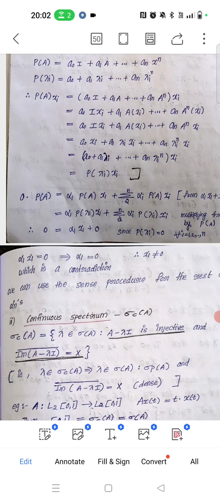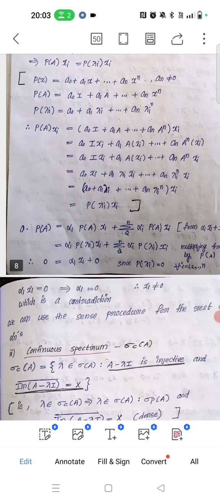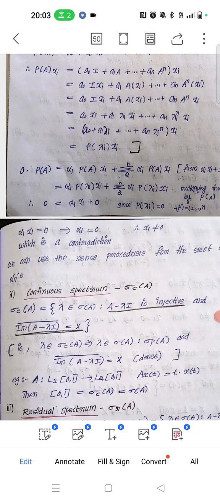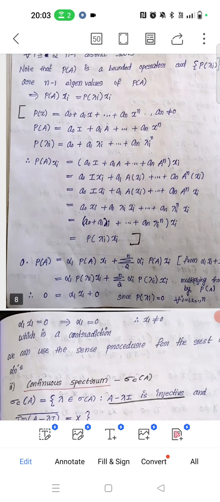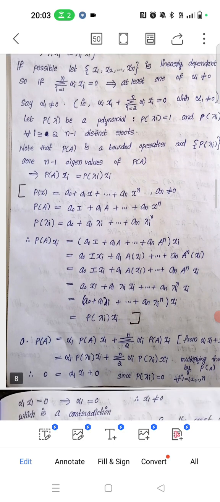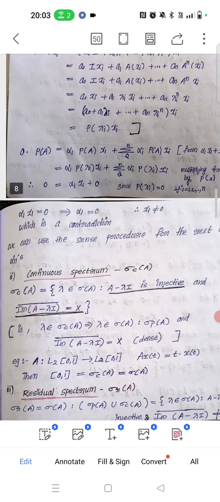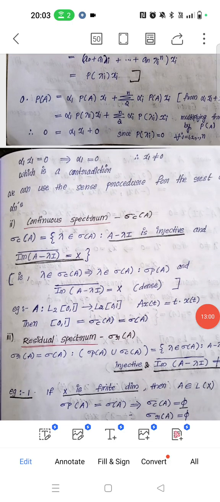That means our collection should be linearly independent. Therefore the eigenvectors corresponding to distinct finite number of eigenvalues should be linearly independent. That is our lemma. Next, look at the continuous spectrum.